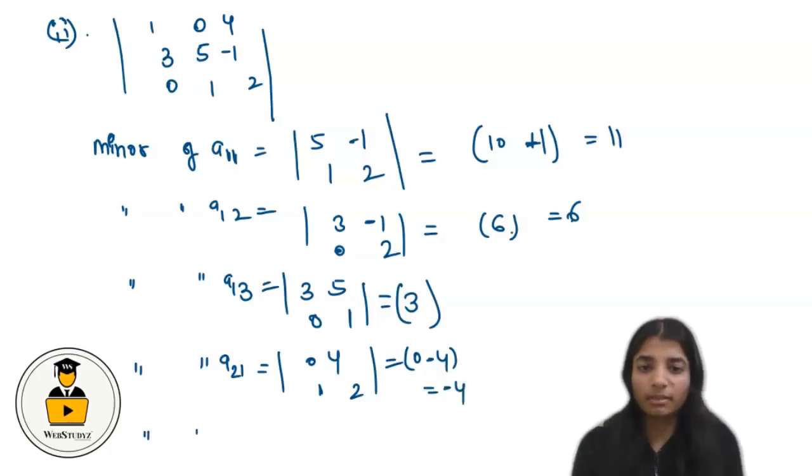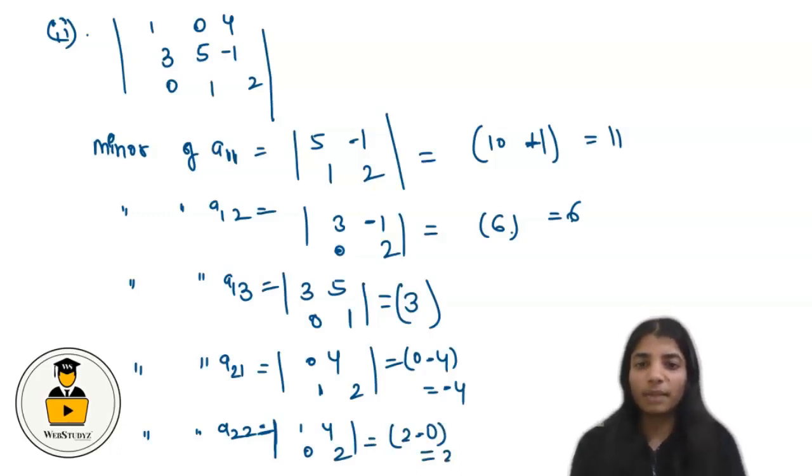In the same way, the minor of A22 equals cancel the row and column in which A22 lies, and write the remaining in the form of determinant. That becomes equals to determinant of 1, 4, 0 and 2. Solving this, 1 multiplied by 2 is 2, minus 4 multiplied by 0 is 0. So this from here is equals to 2.